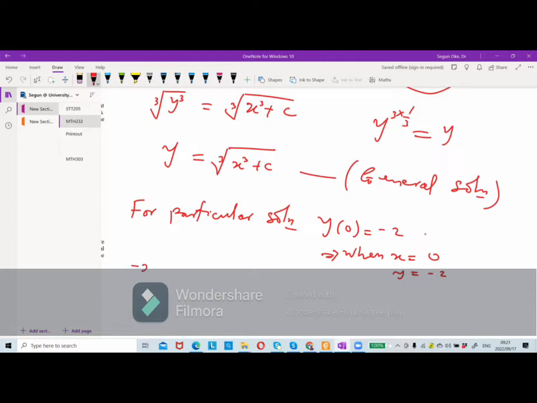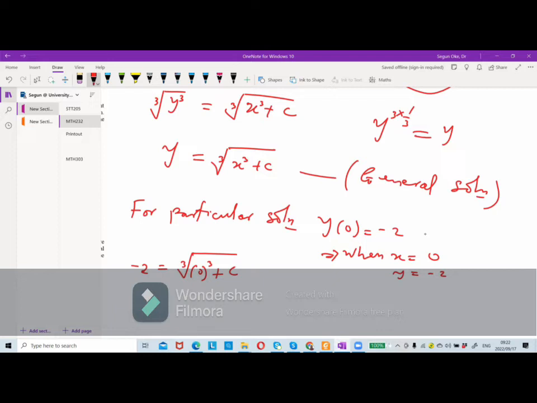So let's go there. You have minus 2, at initial condition, minus 2 equals cube root of 0 cubed, minus or plus what? Plus C. Is that all? So plus C. But in this case now, how do we resolve this problem? Any problem?